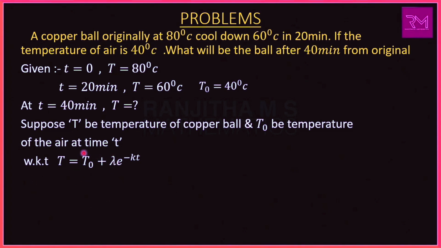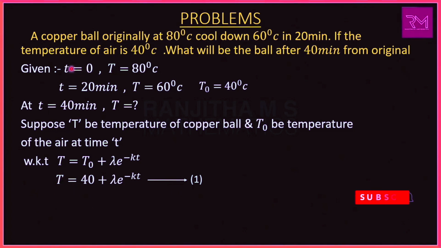For that, substitute the T0 value. They have given the temperature of air, T0, as 40 degrees Celsius. Substituting that value here, we get T = 40 + λ e^(-kt). Call this equation number 1. Next step, we have to substitute the given data over here.